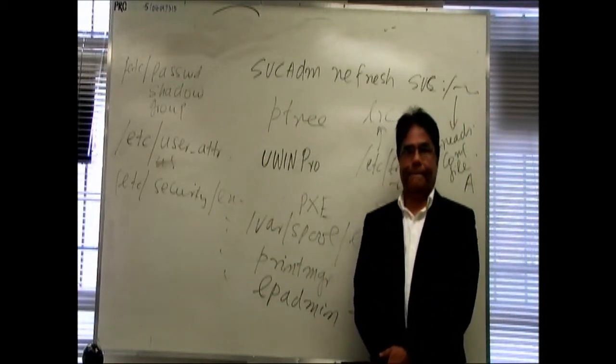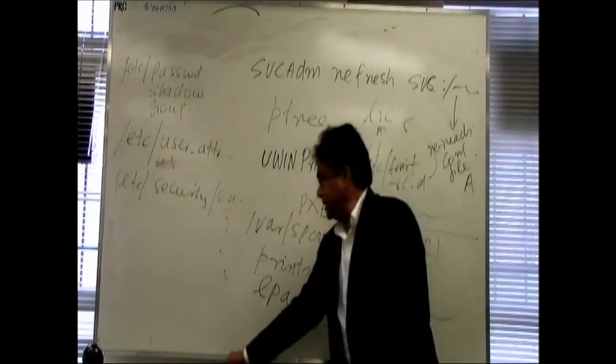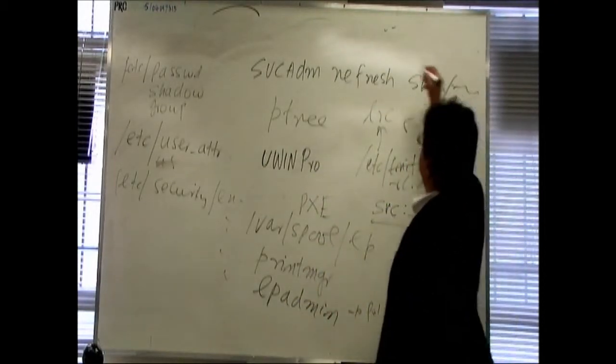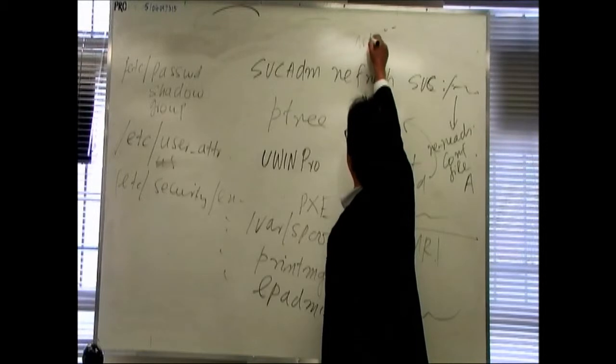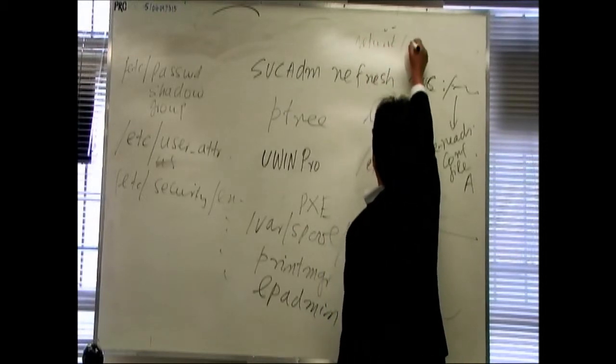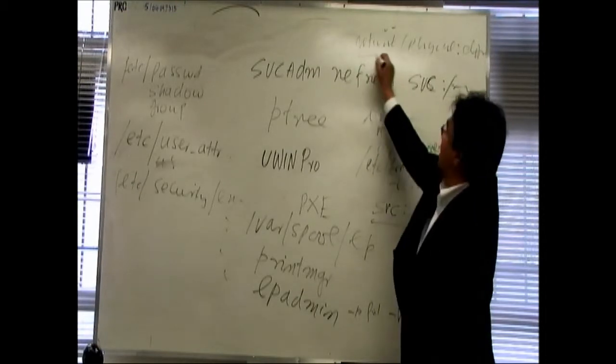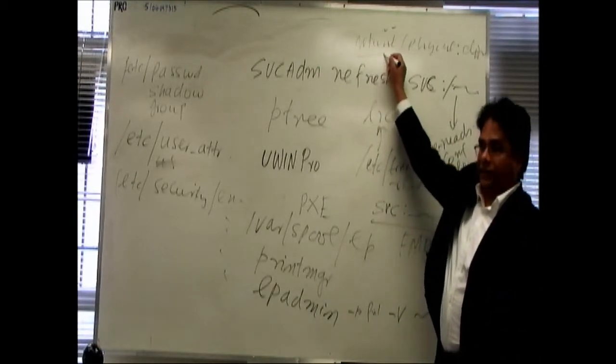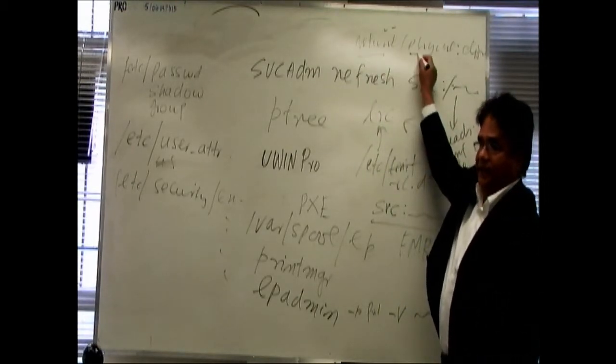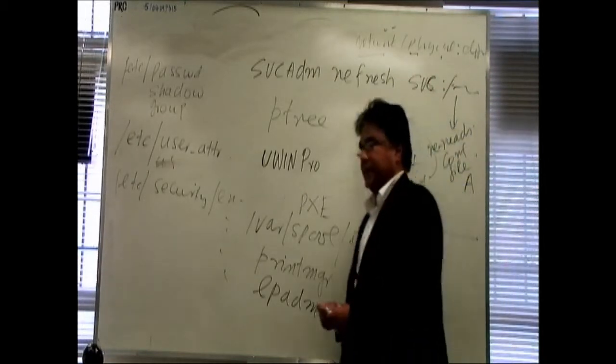If I see something like svc:/network/physical:default, then network is a service category, physical is the service, and default is an instance of the service.